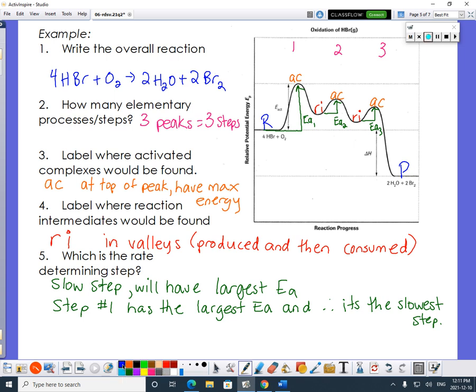So sort of similar to the diagram yesterday, we can't really do much. There aren't exact numbers on here. It doesn't tell us what the activated complexes are. We can just analyze what we can. Where would they be found on the diagram, and which step is the slowest? Okay?